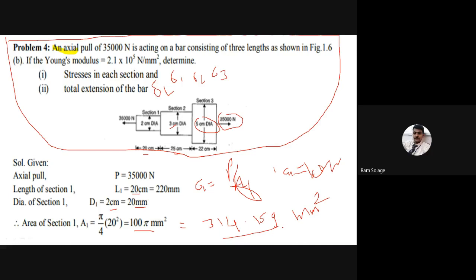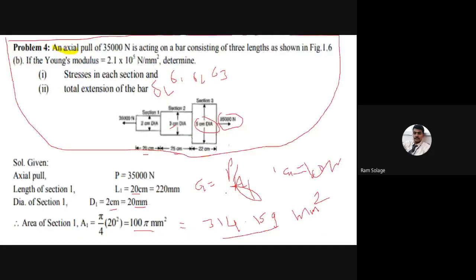After knowing the values of P and A1, now calculate sigma 1. Let's find sigma 1. What is the formula of sigma 1? Sigma 1 is equal to P upon A1. P is already given in the problem, and A1 is known. Put the values of P and A1 and calculate the value of sigma 1. Tell me the answer.